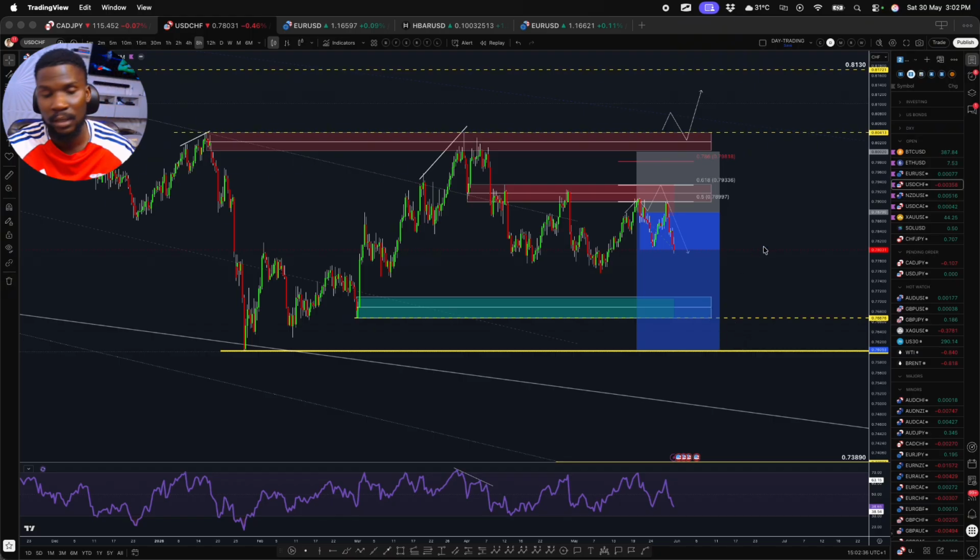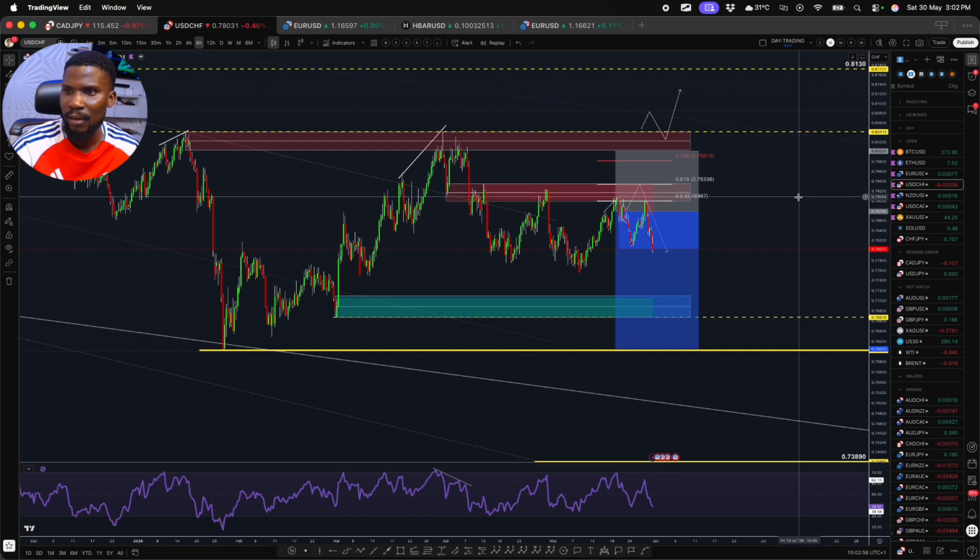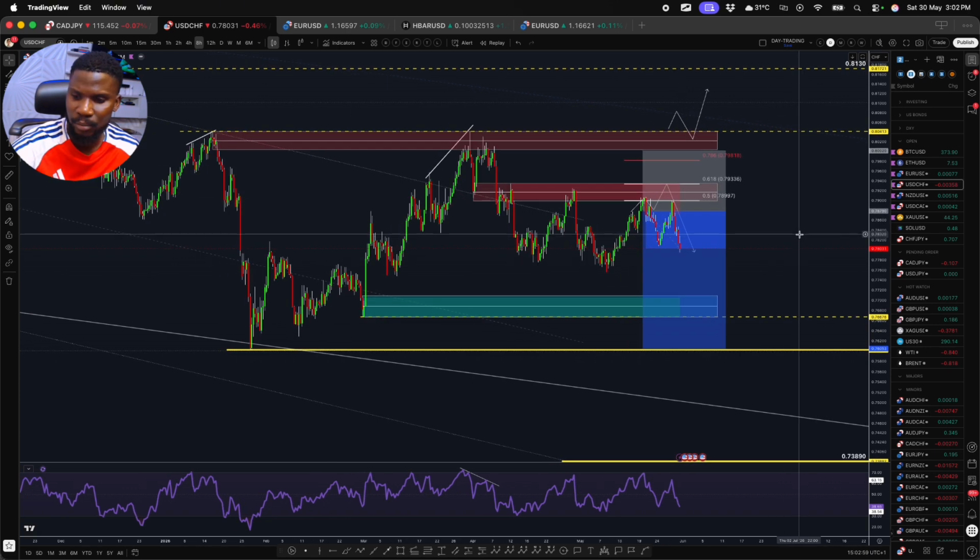But if this is not the one, I will wait for another retest of that particular resistance. And what do you think I will do? I am going to sell it again as usual. All right, so no point in forcing it. I just have to follow the momentum as it presents itself.